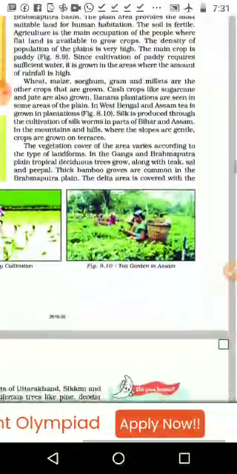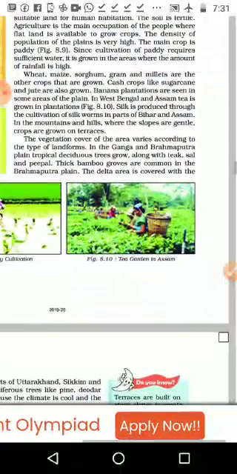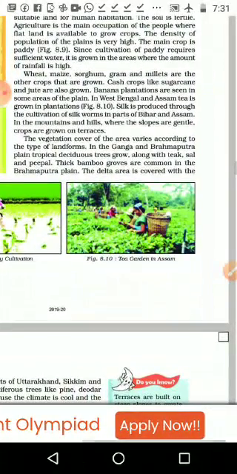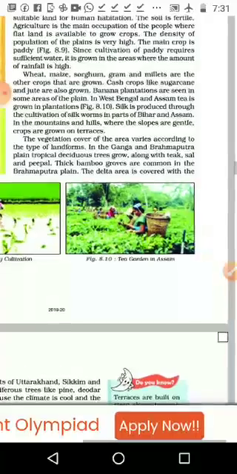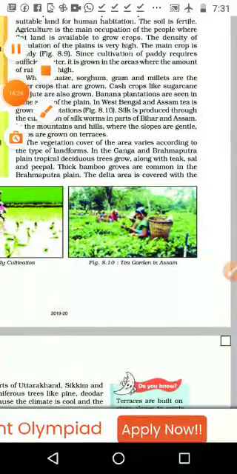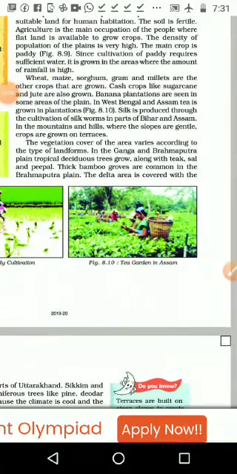Then the vegetation cover of the area varies according to the type of landform. Different landforms are there, that's why the natural vegetation is also different from one to another. Okay, we will continue in the next video.